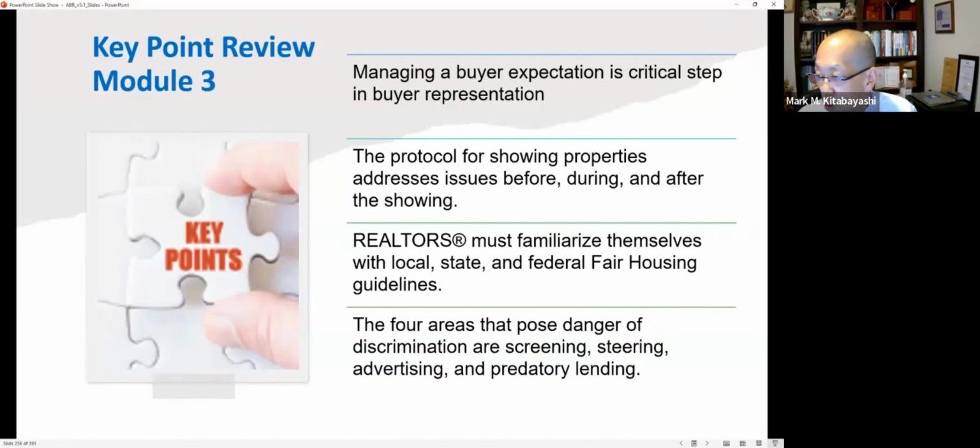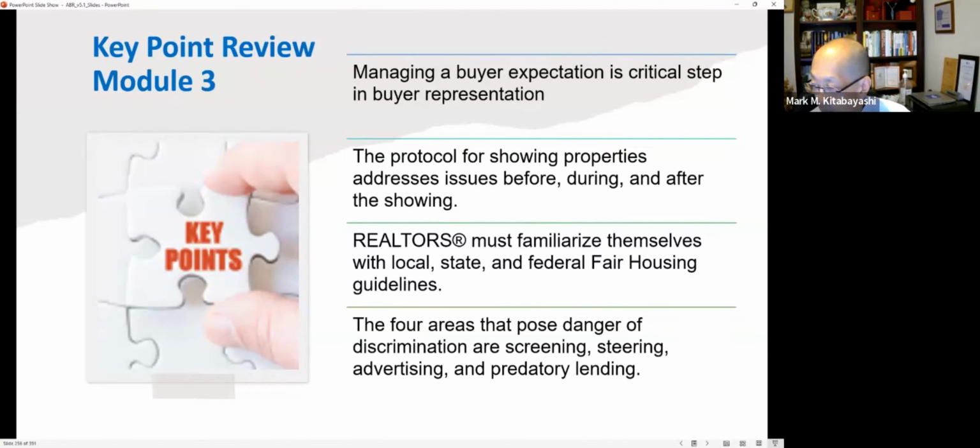The protocol for showing properties, addressing issues before, during, and after showing, is very, very critical. Even though that might be the easiest part of our job as a buyer agent, it is very, very critical to do it the right way so that you can move forward with good knowledge and good understanding.